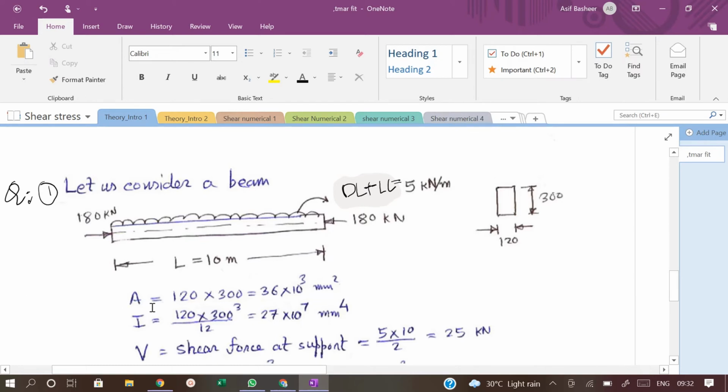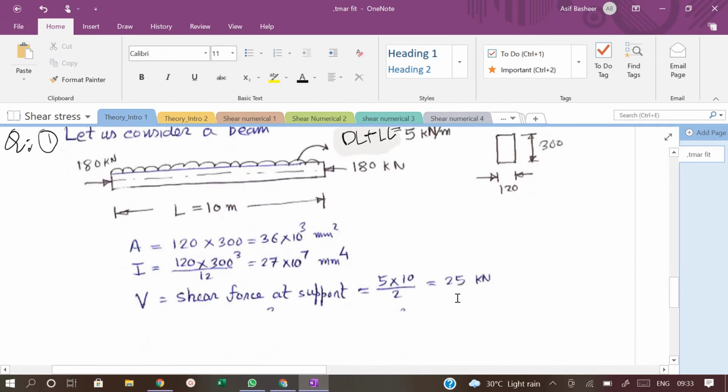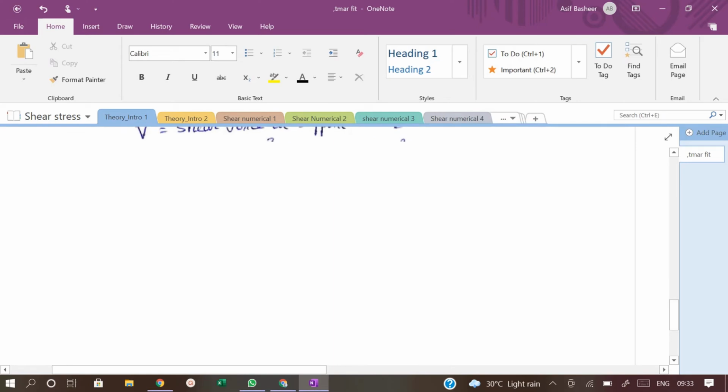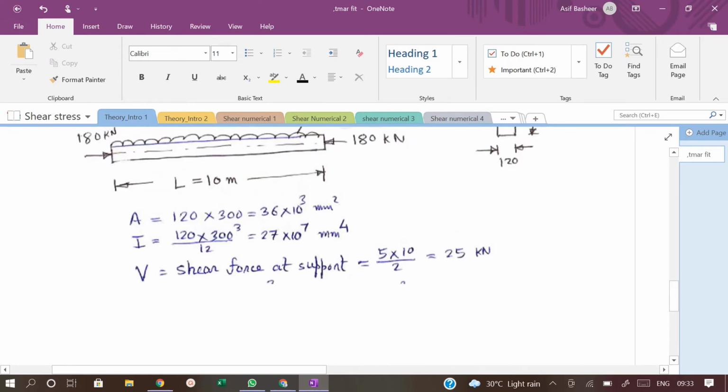So I have the area of cross section A is equal to total area of cross section 120 into 300. Then the moment of inertia is BD cube by 12, and the shear force at this support is WL by 2, that is 25 kilonewton. You got the shear force. So now you have the value for your shear force.